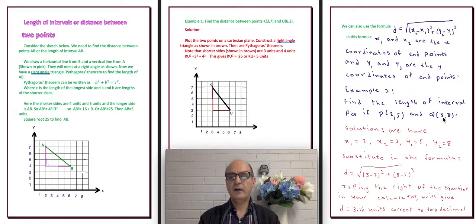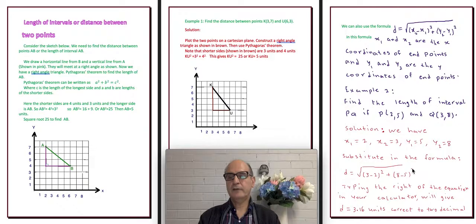Plus, now Y2 minus Y1. That is Y2, that's Y1. Again, as I said, it doesn't matter which one you take as Y2 or Y1. It will give you the right answer, as long as you don't mix up X and Y's. So remember, the first ones are X's, the second ones are Y's. But which one is X1, X2 doesn't matter. Which one is Y1, Y2 doesn't matter. So plus, that's the difference of Y's, Y2 minus Y1, 8 minus 5, and that should be squared.